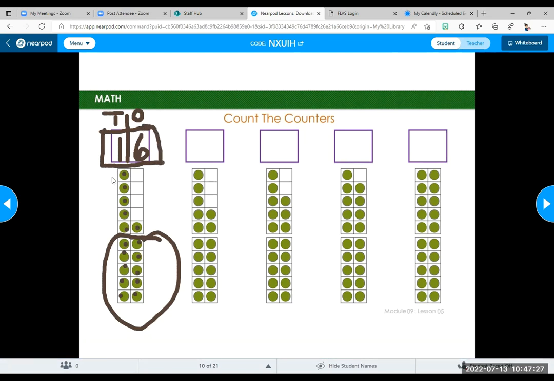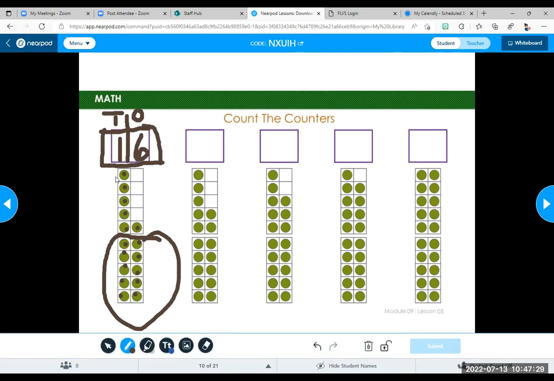Do you know how to read that number? ¿Qué número es? ¿Qué número es? It's a teen. Is it 14? Is it 17? Is it 16? Yay! See the teen right here? So we have to say 16. Go ahead and write. Escribe 16.